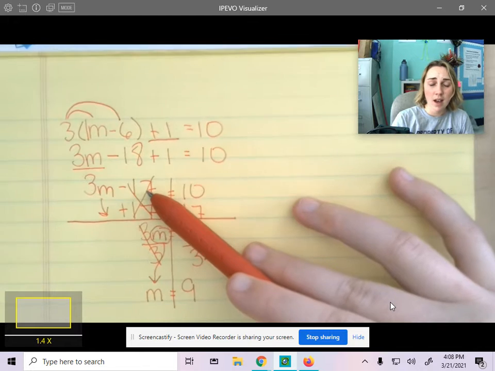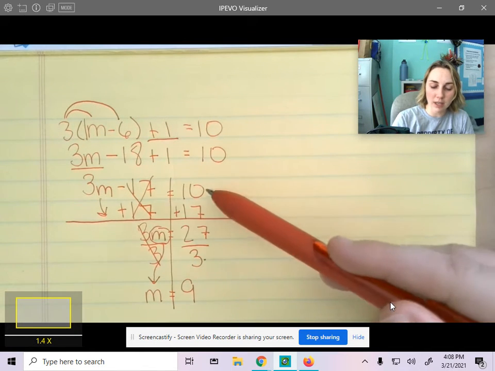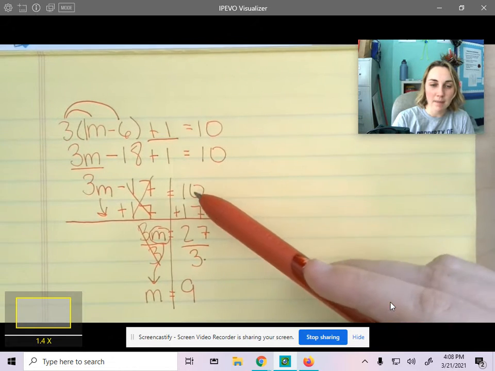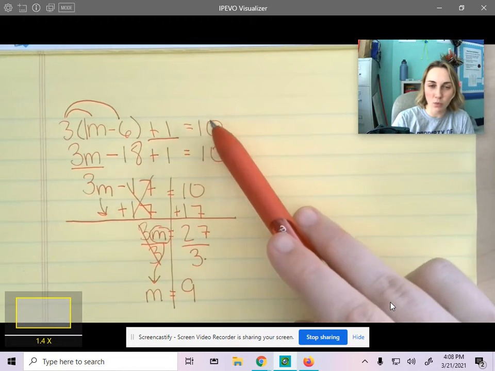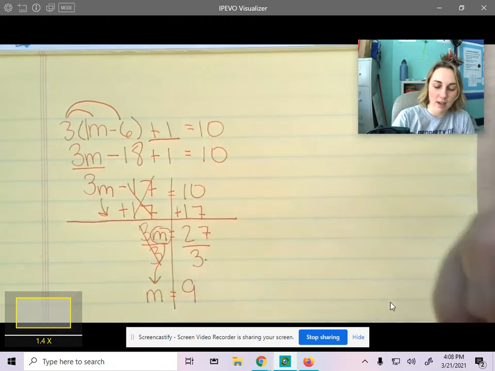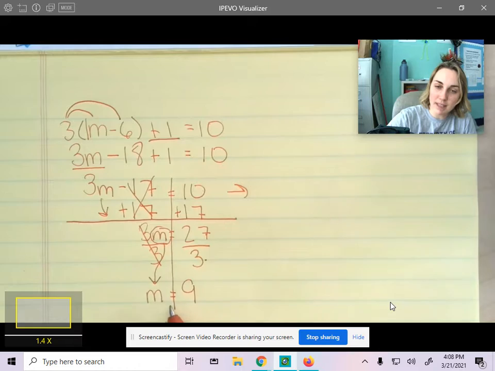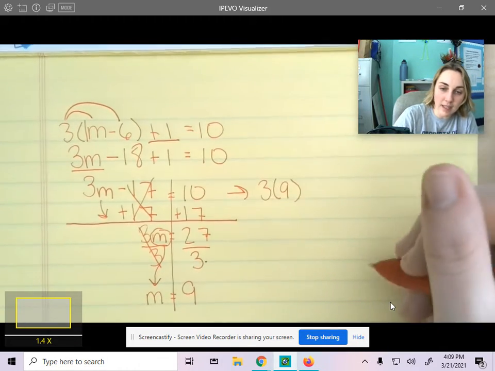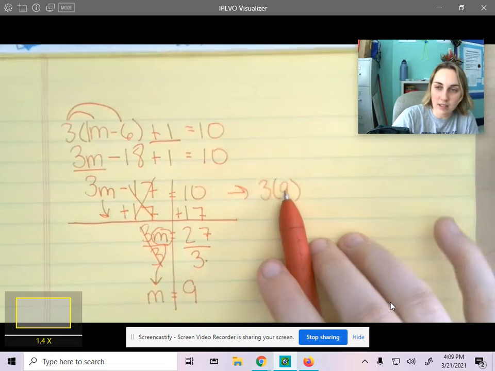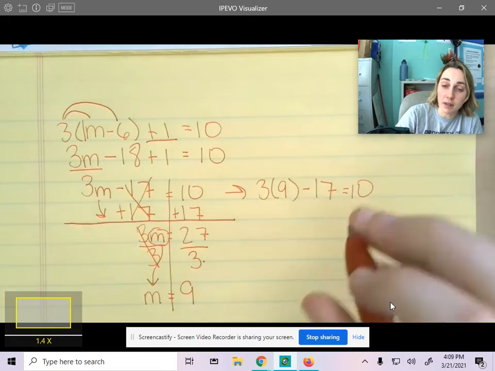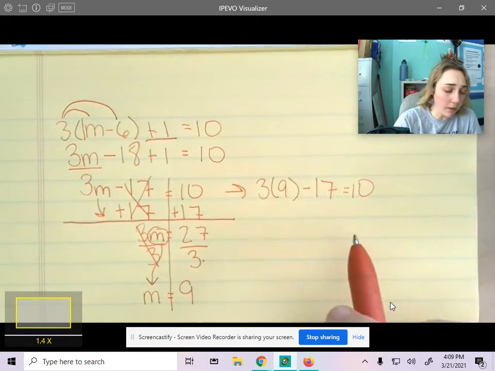It's up to you. I like to plug it into the equation where I have simplified everything, and then I started solving the two-step, because it's just going to make it easier, but it doesn't matter which one you plug it into. So I'll plug it into this equation. m is equal to 9, so I'm going to plug it in here. 3 times 9, and I like to put my variable in parentheses because organization, minus 17, that's going to be equal to 10. Well, it better be equal to 10 because I don't want to deal with it.